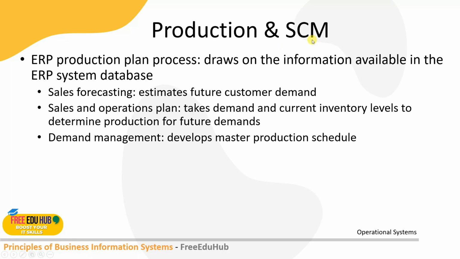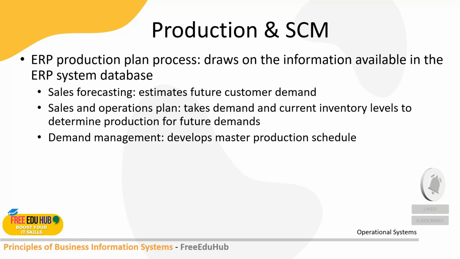ERP production plan process. It draws the information available in the ERP system about the production process, or the overall information about the supply chain and the production. Now sales forecasting is estimating the future customer demand. It means that you'll have to forecast how much sales is expected in the next quarter.